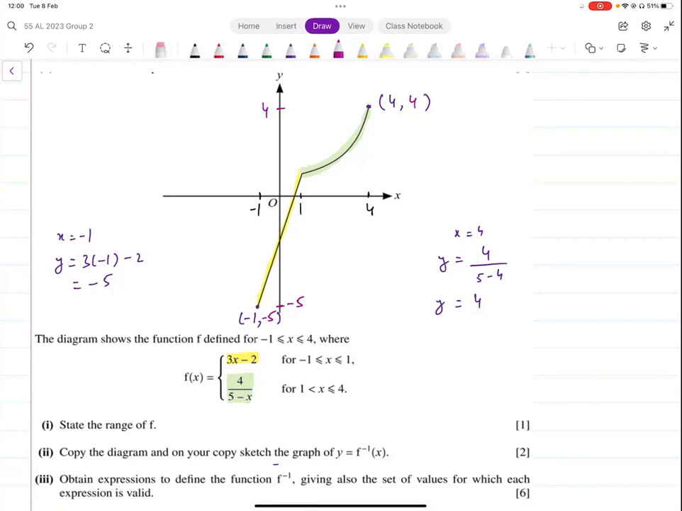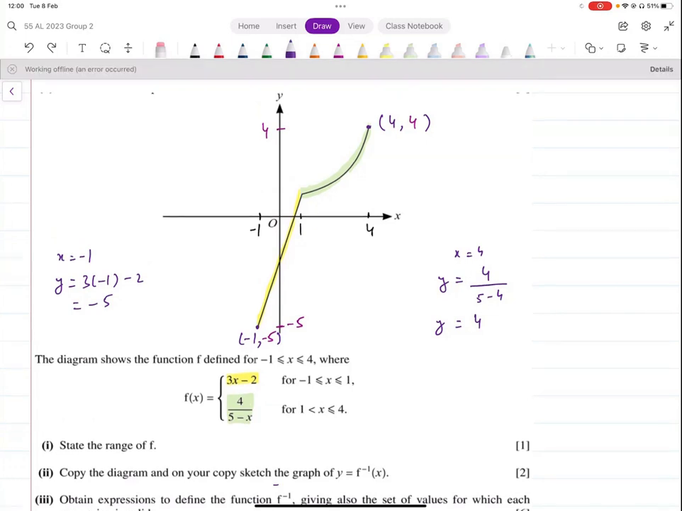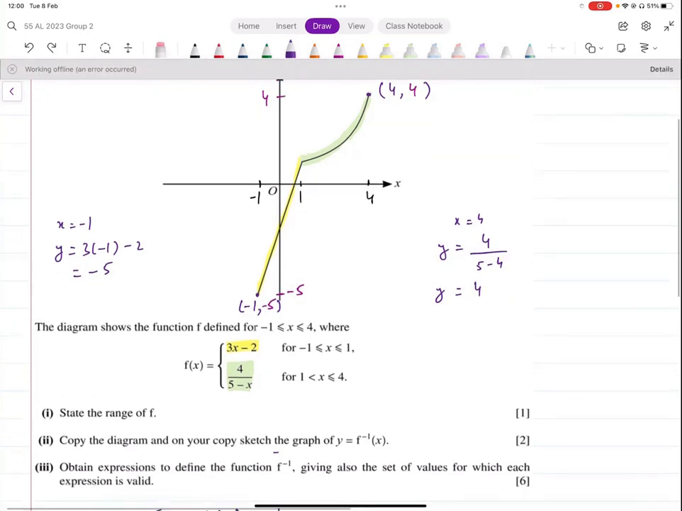We flip the coordinates. The x coordinate becomes y, the y coordinate becomes x. Right? So change the coordinates in all of them. So we have some important points. We've got one point here, that's (-1, -5). Where does this point go? Where will the point (-1, -5) go?